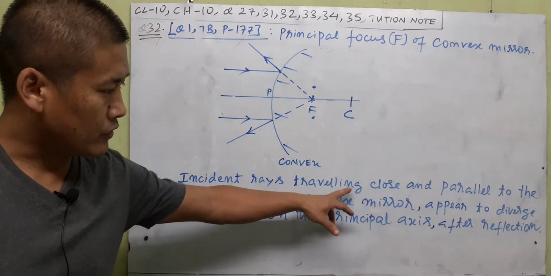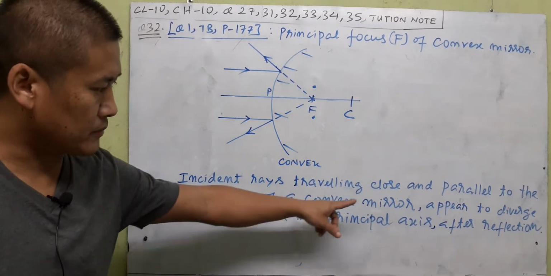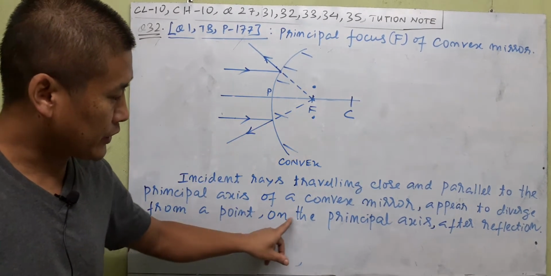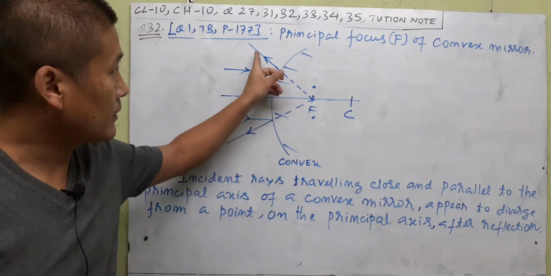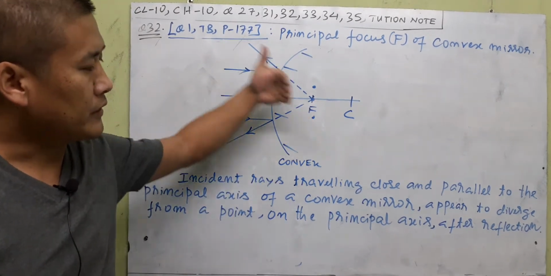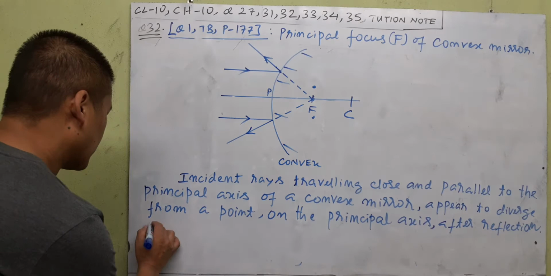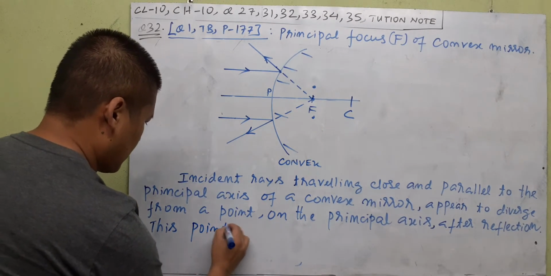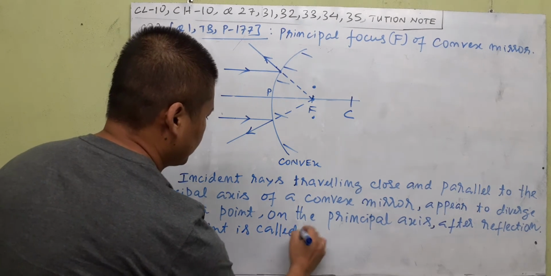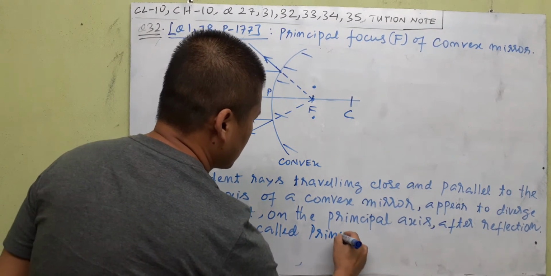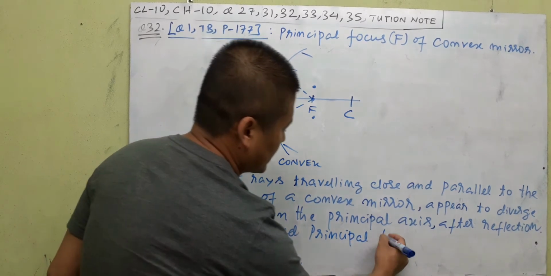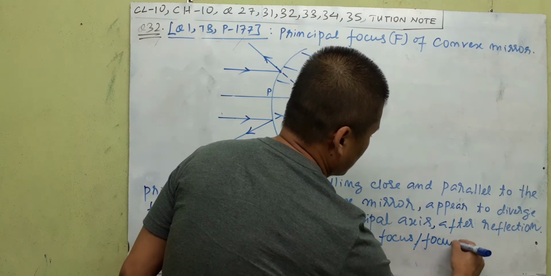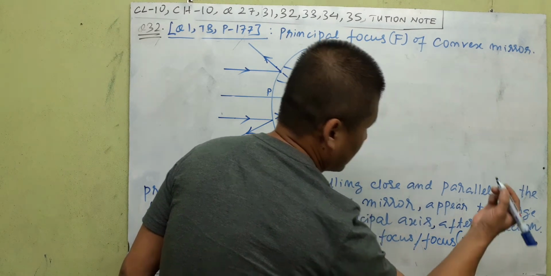Incident rays traveling close and parallel to the principal axis of a convex mirror appear to diverge from a point, means from the same point, and that point is on the principal axis. They appear to diverge from this point after reflection has taken place. This point, the point from where they are diverging, is called principal focus.